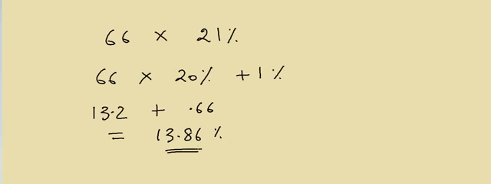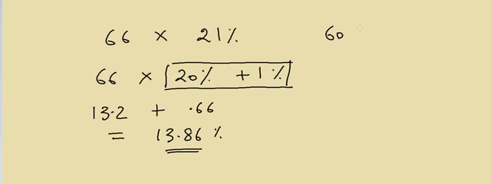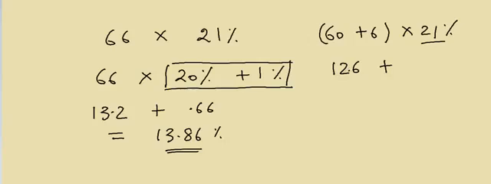Now mind you that right now we are splitting the percentage. We don't always have to split the percentages. We can also split the number itself. So let me do it this way. 60 plus 6, multiplied by 21%. So 60 times 21%, that is 2 times 1, 26, so 12.6, and 6 times 21% is 1.26. So we can add them together, and that will be equal to 13.86. So this is only about how you are making the calculation easier.